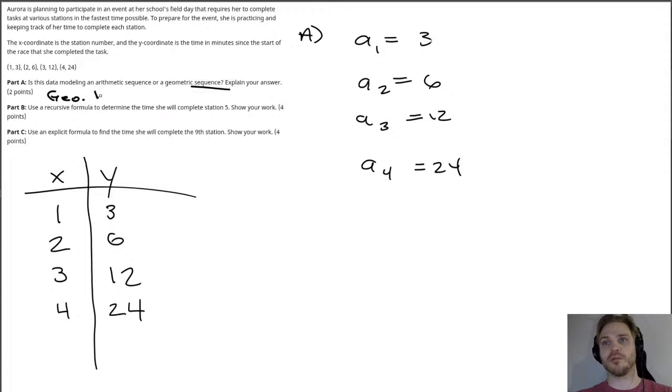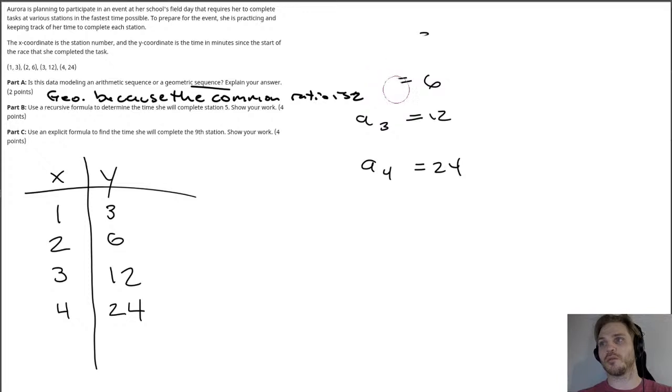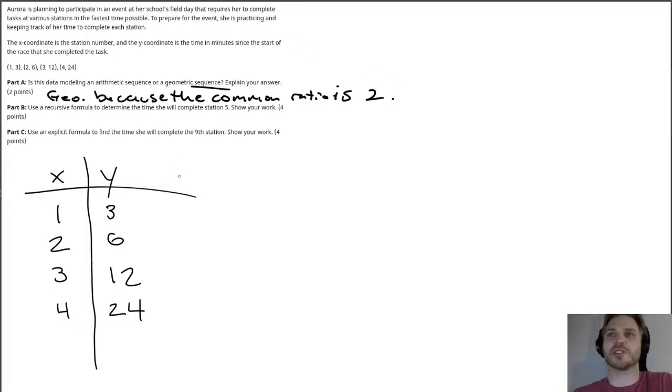Geometric, because the common ratio is 2. All right, let me just get this out of the way. There it is. Goodness. All my settings are messed up, so I'm going to be way slower than I normally am.